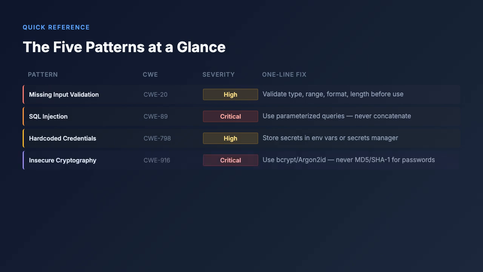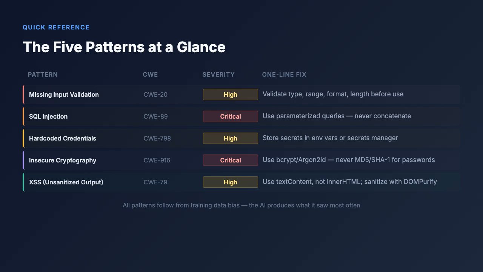Pattern 4, insecure cryptography, CWE-916, severity critical. Fix: use bcrypt or Argon2, never MD5 or SHA-1 for passwords. Pattern 5, XSS, CWE-79, severity high. Fix: use textContent instead of innerHTML and sanitize with DOMPurify when needed. All 5 follow from training data bias.